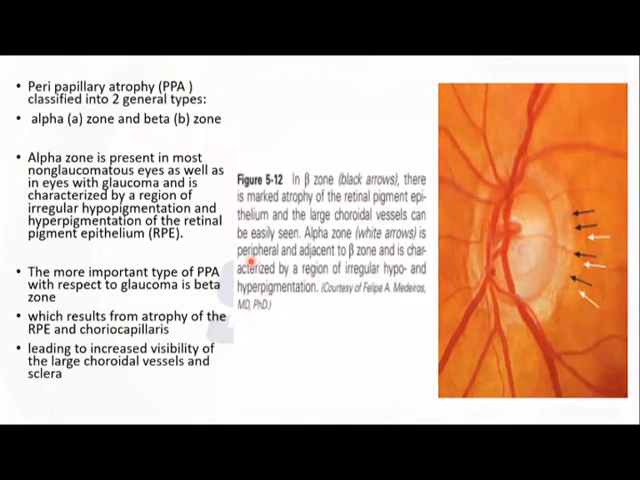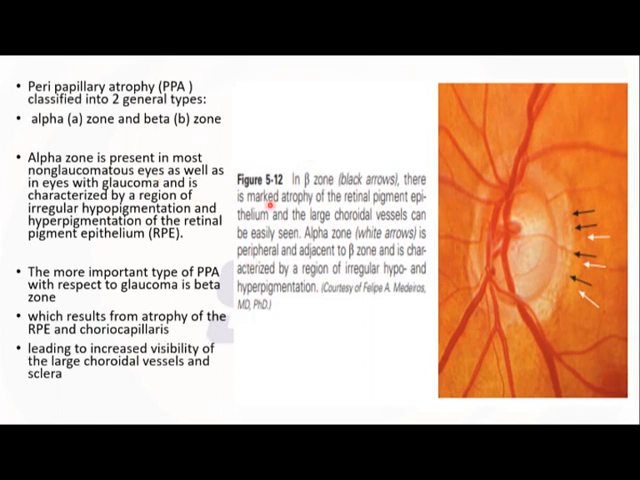The next is peripapillary atrophy. It's classified into two general types, alpha zone and beta zone. Alpha zone is present in most non-glaucomatous eyes as well as in eyes with glaucoma, and is characterized by a region of irregular hypo- and hyperpigmentation of the retinal pigment epithelium. The more important type of peripapillary atrophy with respect to glaucoma is beta zone, which results from atrophy of the retinal pigment epithelium and choriocapillaris, leading to increased visibility of the large chorioretinal vessels and sclera.